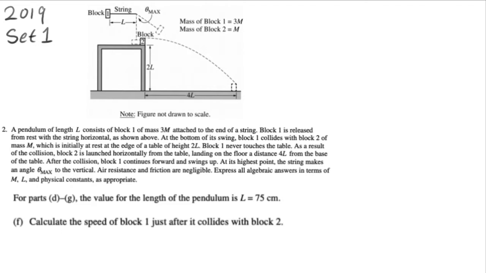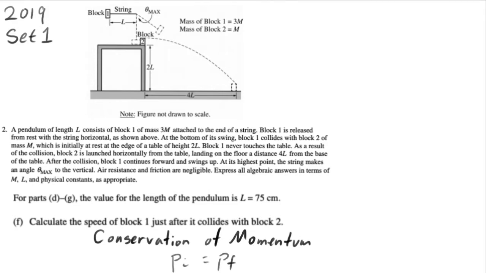Part F wants us to calculate the speed of block 1 just after it collides with block 2. Because we're talking about collisions, we're definitely going to use conservation of momentum. And like the conservation of energy in part A, I like to explicitly write conservation of momentum so that the grader knows exactly which concept I am using. The conservation of momentum equation says that the momentum right before the collision equals the momentum right after the collision. Right before the collision, block 2 is at rest and block 1 is moving with the velocity that we found in part A. Since momentum is mass times velocity, we can write the mass of block 1 times its initial velocity plus 0 equals the initial momentum.